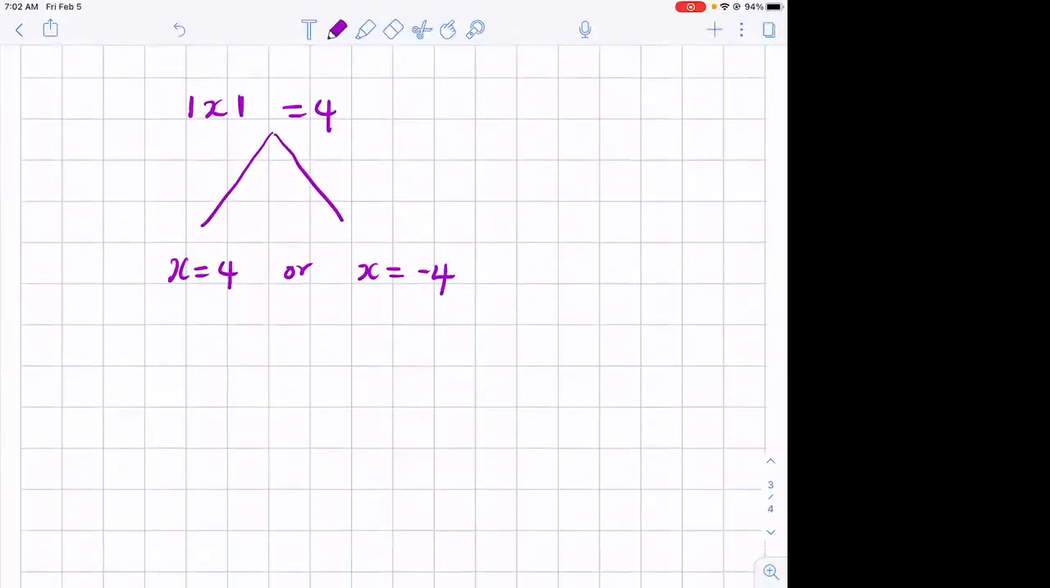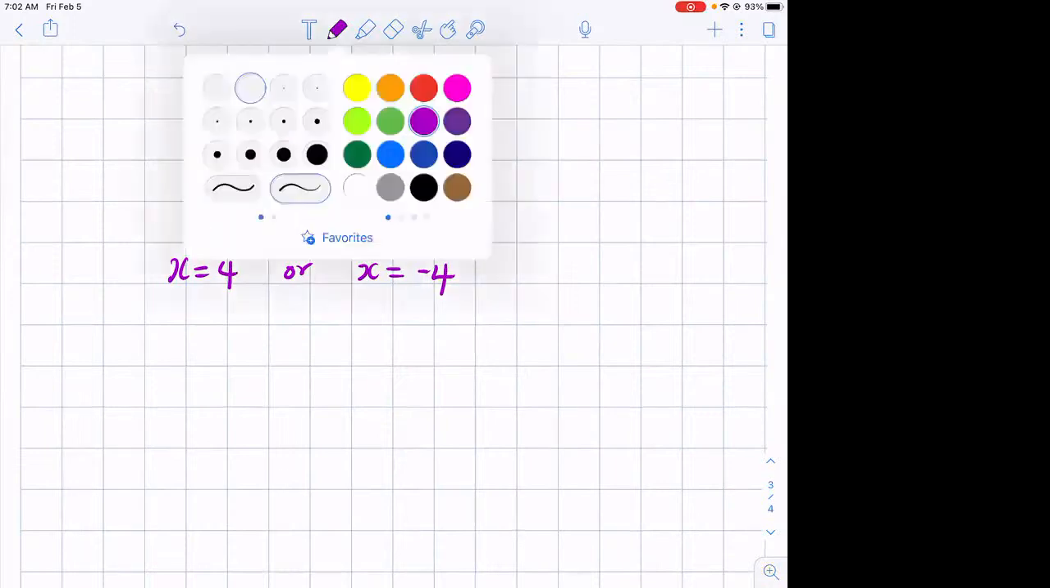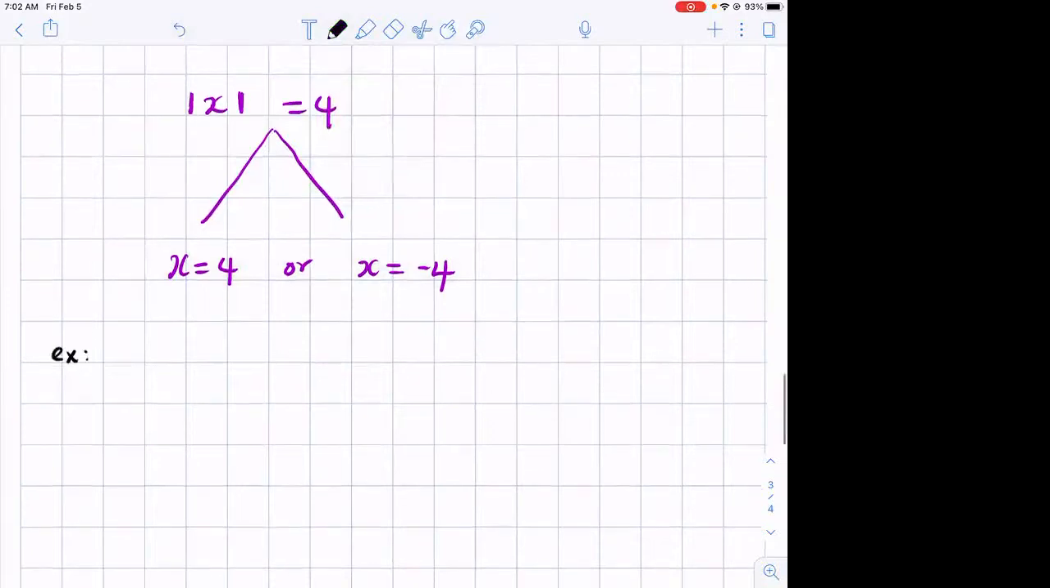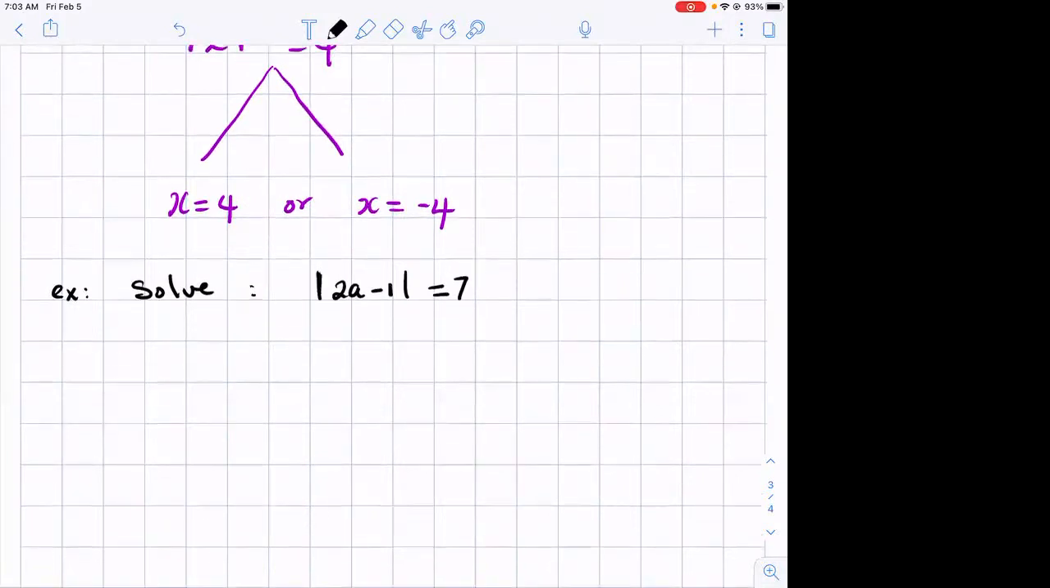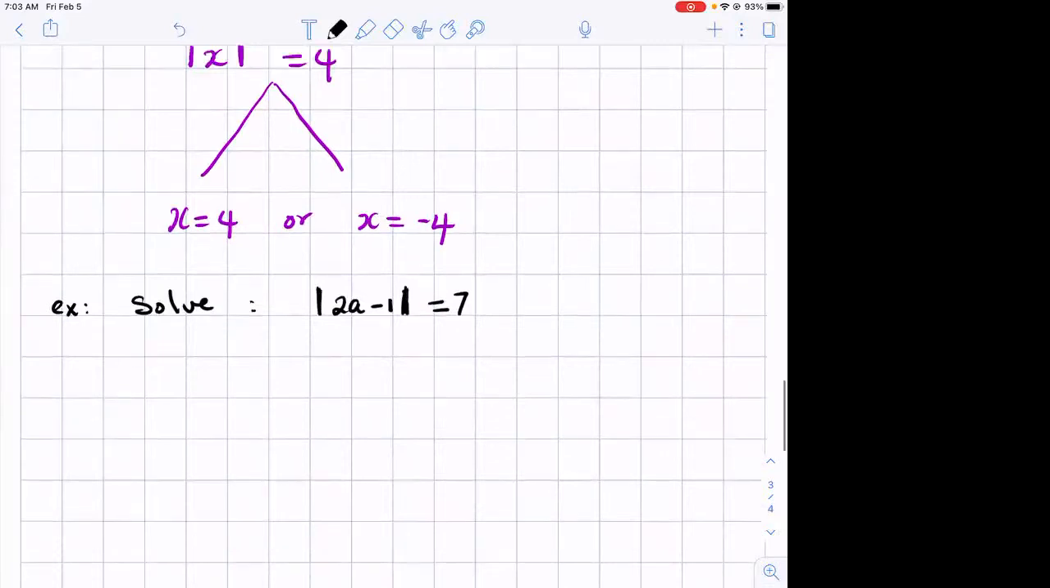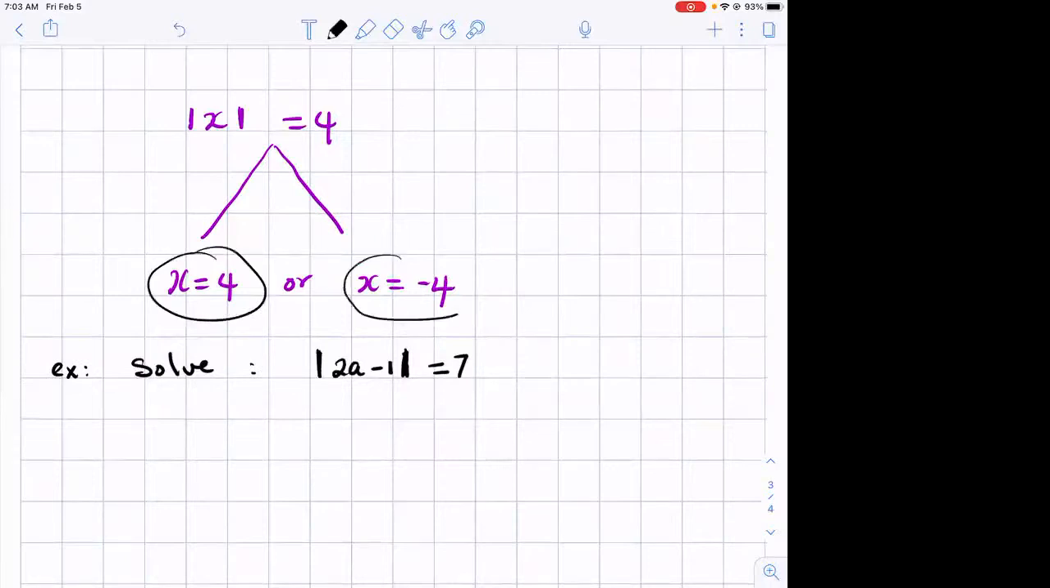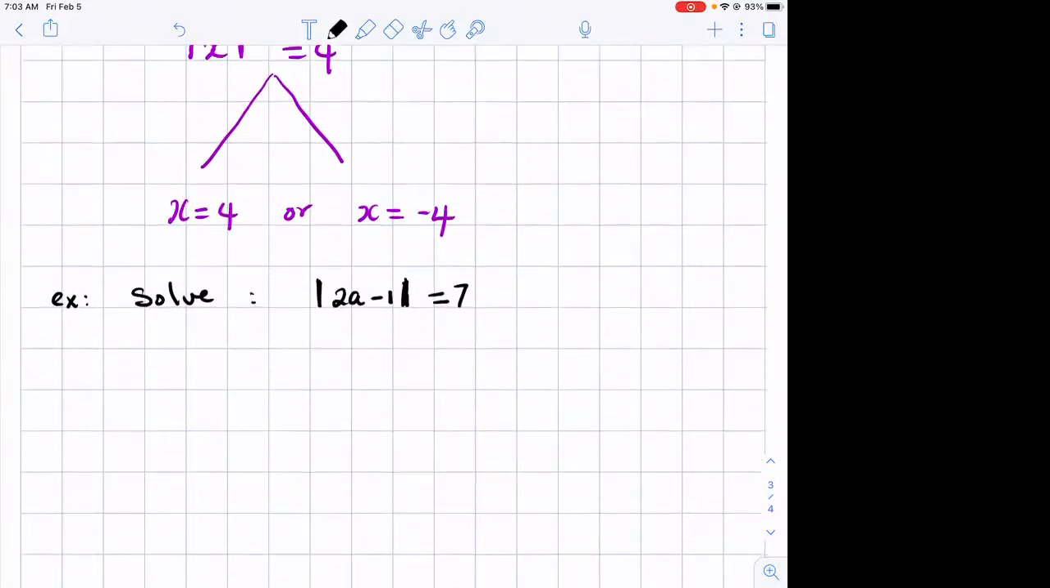So before you solve an absolute value equation, there's a few things you must note. For example, if we now look at an equation and I ask you to solve, the absolute value of 2a minus 1 is equal to 7. Before you go ahead to solve, all absolute value equations will have to be split into two equations, as we did here. But before you make that split, there's a couple of things you have to know.